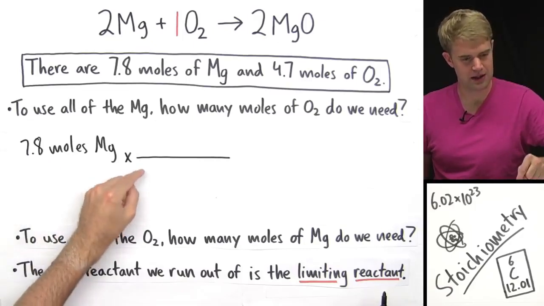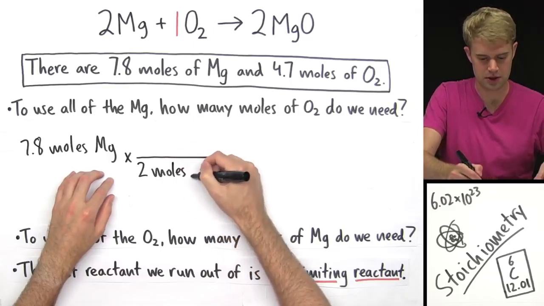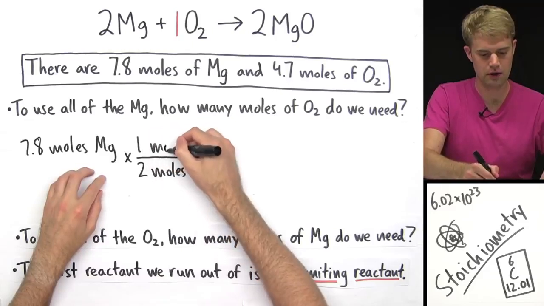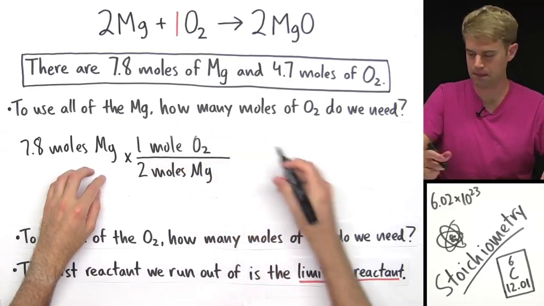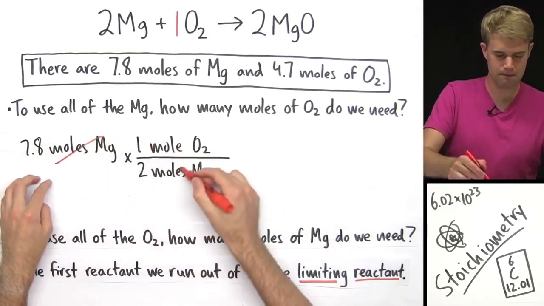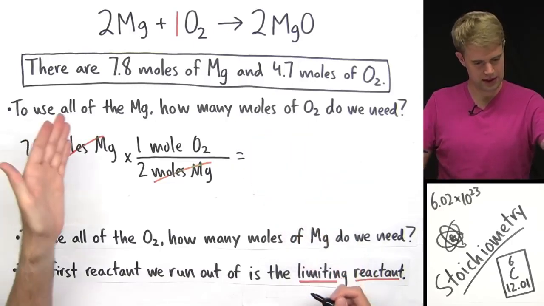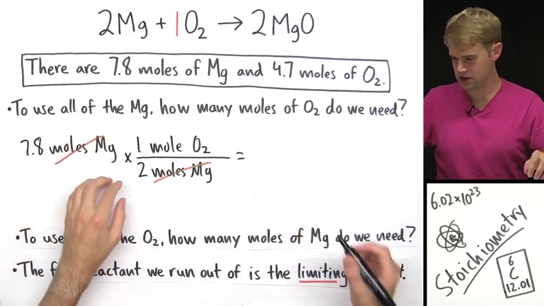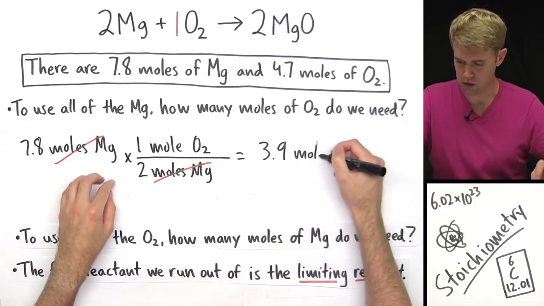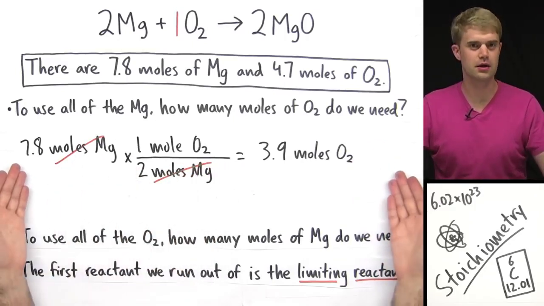Okay, so I want to get rid of moles magnesium. So I'm going to put moles of magnesium on the bottom. I have 2 moles magnesium, and then I have 1 mole oxygen on the top. Moles magnesium on the top, moles magnesium on the bottom. These cancel out, and the math is this times this divided by this, which gives me 3.9 moles of oxygen.